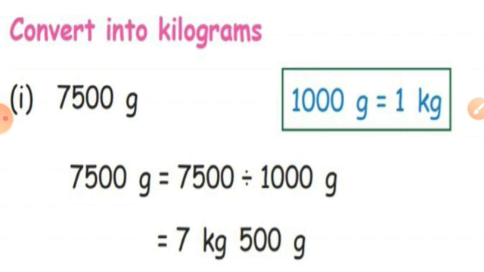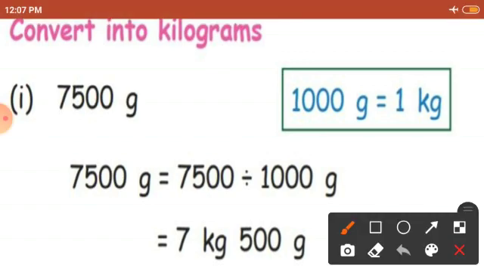For that, first you have to find out 1 kilogram equal to how much gram? It is 1000 gram. Or else 1000 gram is equal to how much kilogram? It is 1 kilogram. So you have to divide this number with 1000. When you divide with this number, what will you get? Let's see that. So 7500 gram equal to 7500 divided by 1000.